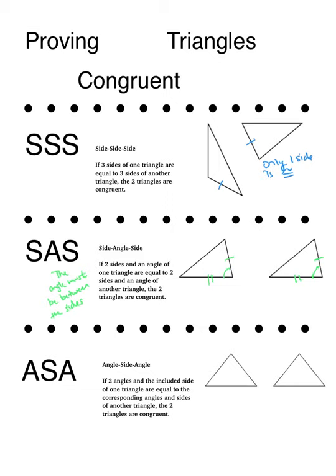I'm not saying that my one marker is congruent to the side with two markers. I'm saying my side with one marker is congruent to the other triangle's side with one marker. I'm sorry if I'm confusing you with words. Okay, angle, side, angle. I'm going to do that one. If two angles and the included side.